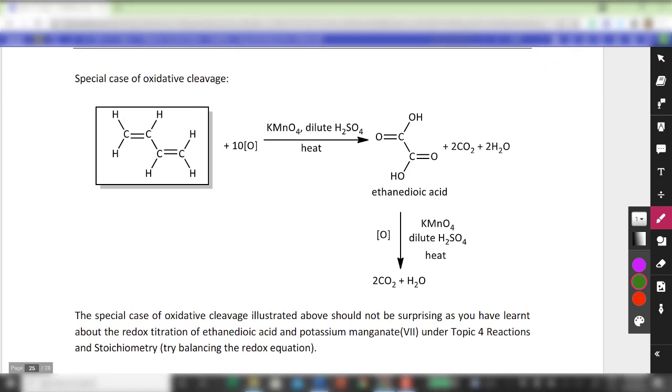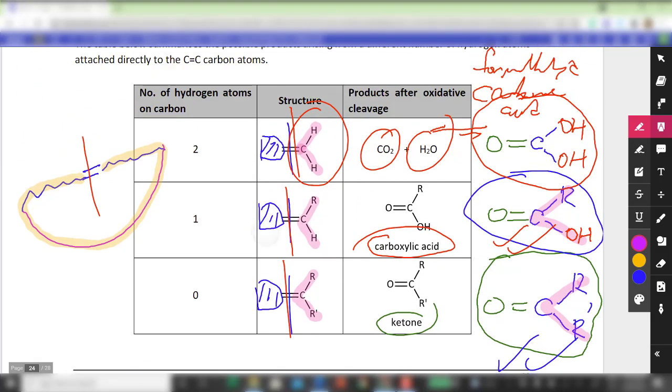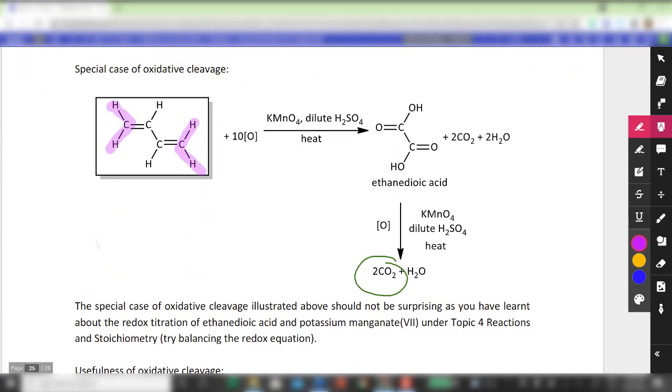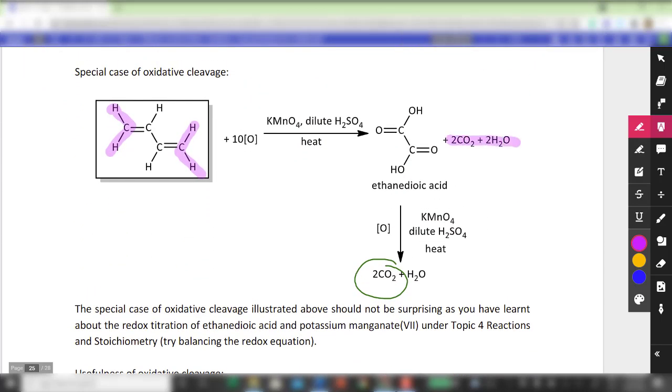There is also the special case of oxidative cleavage where you only end up with CO2. We probably don't want to call it a special case, but if you wish to call it, you can. Normally, I don't make mention of this portion separately because it's actually not so crucial. But I think maybe I should. Now, you notice that this particular portion is pretty much the same as this particular portion. So you end up with CO2 and H2O, which we discussed earlier on.